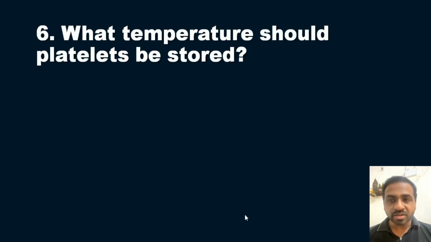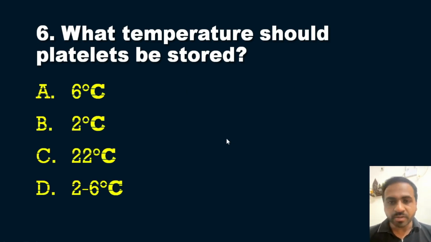Here comes the next question: at what temperature should platelets be stored? The options are A, 6 degrees Celsius, B, 2 degrees Celsius, C, 22 degrees Celsius, and D, 2 to 6 degrees Celsius. So what is the optimum temperature for storing platelets?